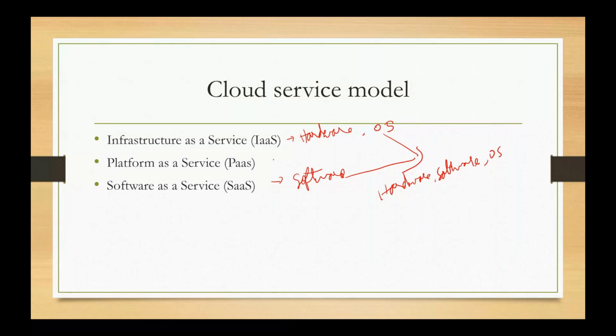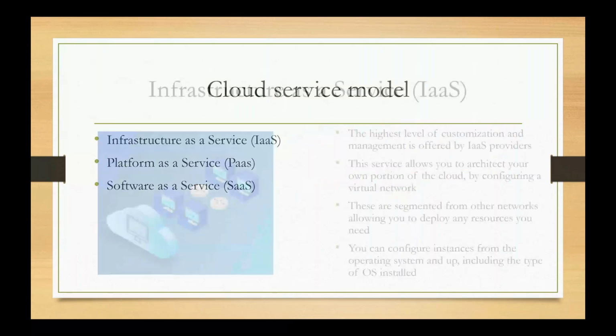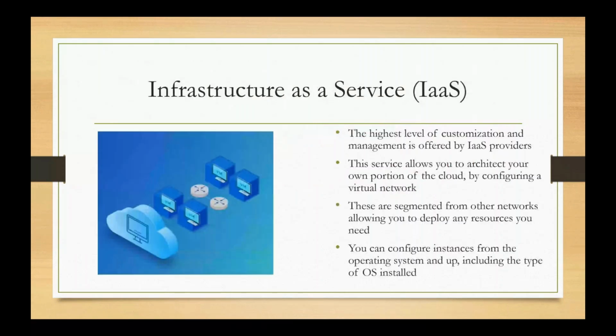Simply we know that. The next single point is that it will be hardware and OS requirements. The highest level of customization and management is offered by IaaS. Infrastructure as a service allows us to architect our own portion of the cloud by configuring a virtual network.